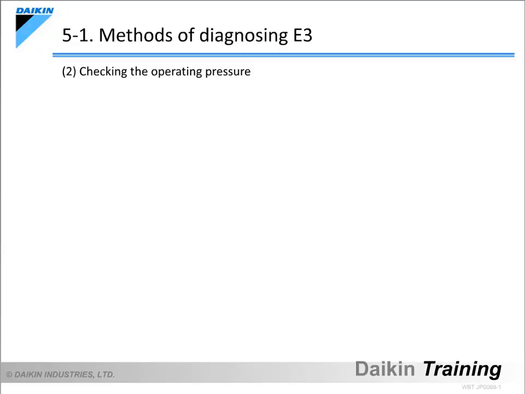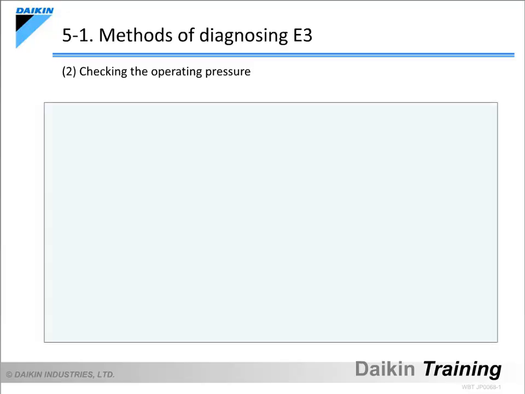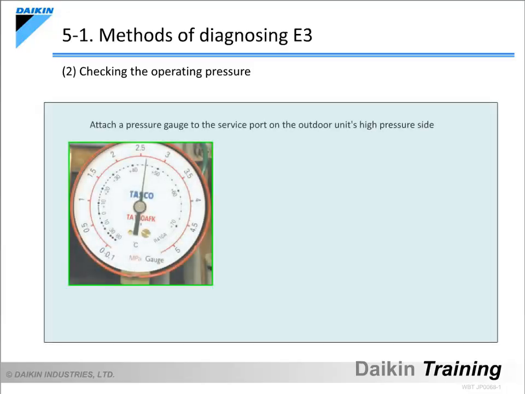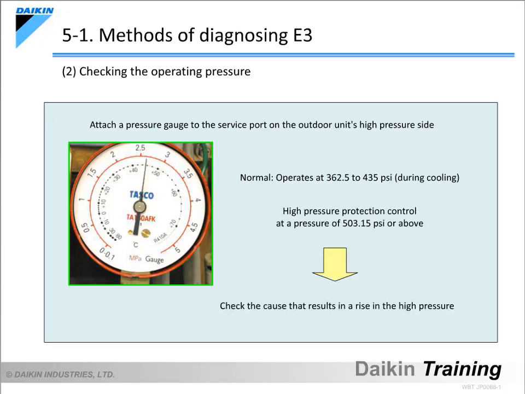After the air conditioner is turned on and the compressor starts running, check the operating pressure. In order to do this, attach a pressure gauge to the service port on the outdoor unit's high pressure side. The high pressure during cooling operation is usually 362.5 to 435 psi. If it exceeds 503.15 psi, the air conditioner initiates high pressure control to reduce the pressure.